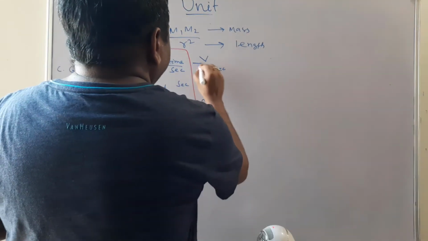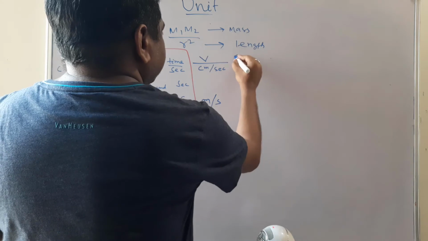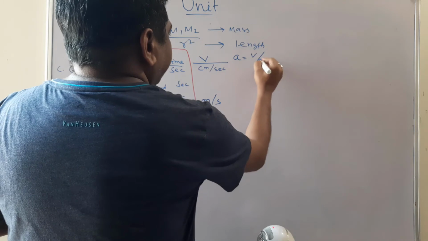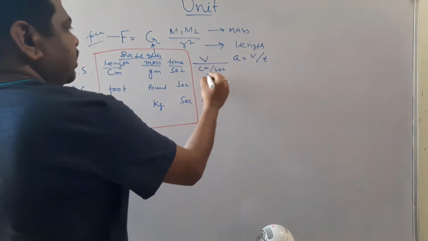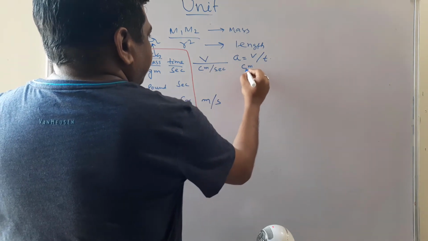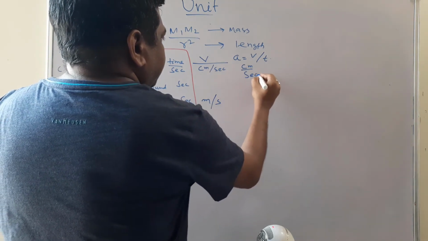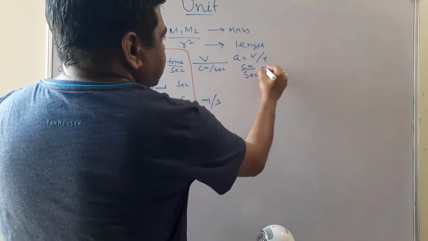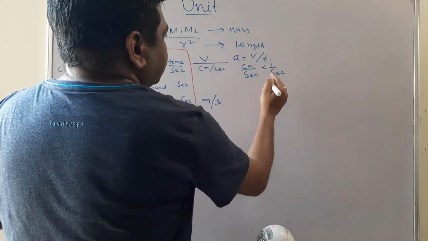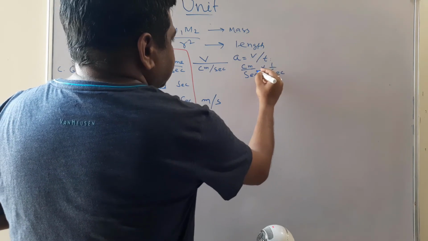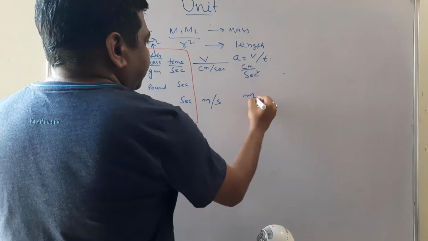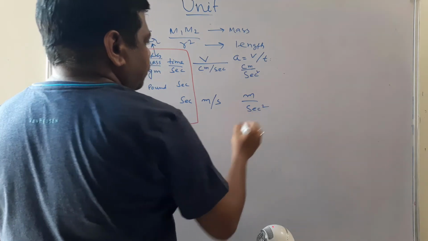Okay, let's try to calculate another, acceleration. a equal to v by t, velocity by time. So velocity cm per second, and divided by t, so again another second, so this comes to cm per second square. Similarly it will be meter per second square.